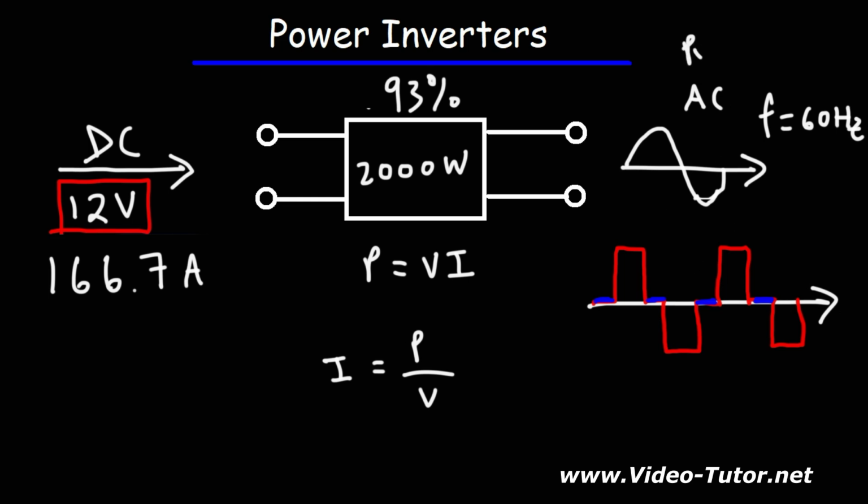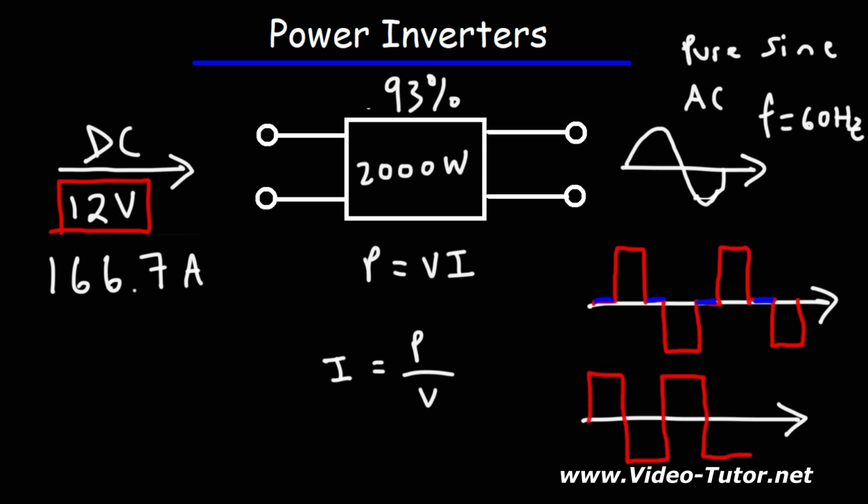This is a pure sine wave. The modified sine wave is different from a typical square wave, which looks like this. So when buying a power inverter, the best one to buy is usually the one that generates a pure sine wave.